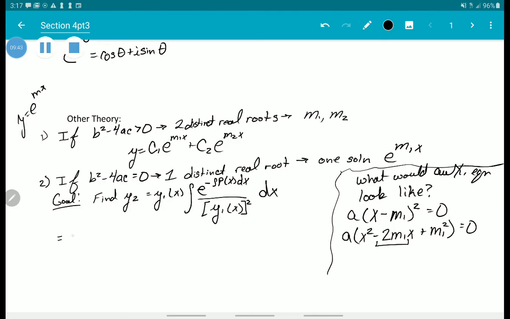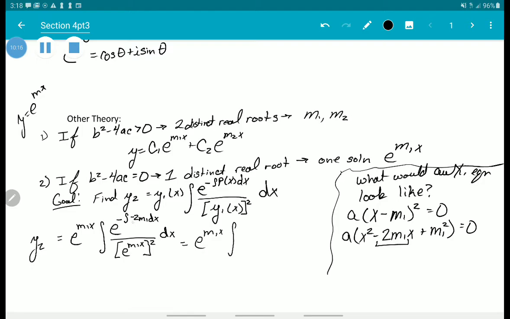So we've got our y1, which we already said was e to the m1x, times the integral of e to the negative integral of p of x, which is negative 2m1, times dx, over that y1 quantity squared. So this is what our y2 is going to look like. Now let's simplify all of this fun stuff.